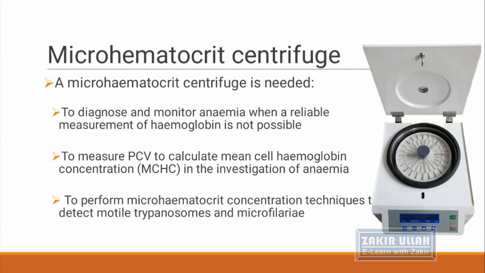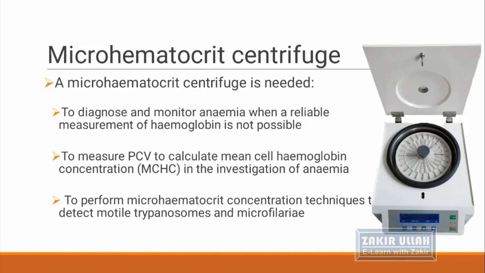The last type of centrifuge which we will discuss today is the microhematocrit centrifuge. As the name indicates, microhematocrit is mostly used for the diagnosis and monitoring of anemia when there are no other such instruments or machines. Just like today we have a hematology analyzer which is used for diagnosing and monitoring anemia and hemoglobin level, microhematocrit is used if we have no advanced or digital hematology analyzer.